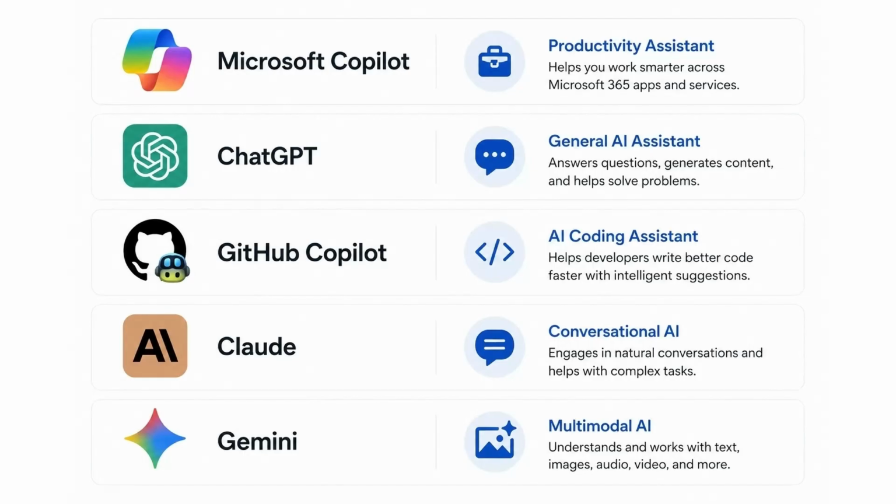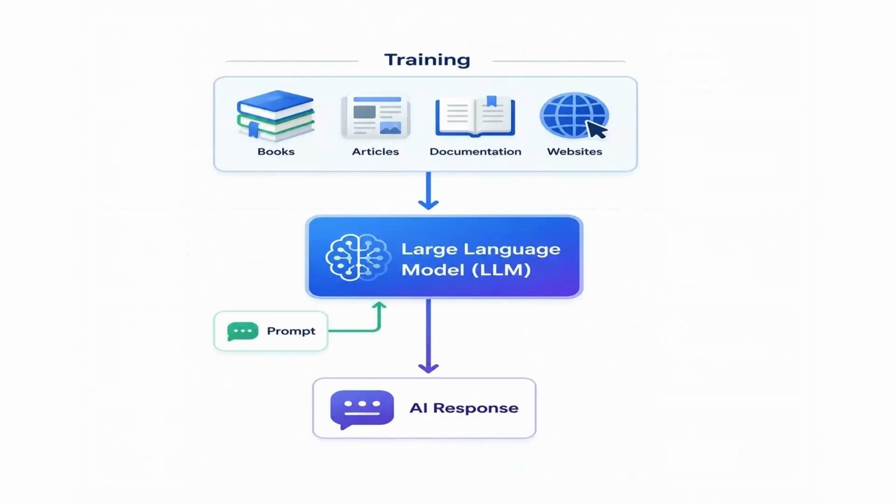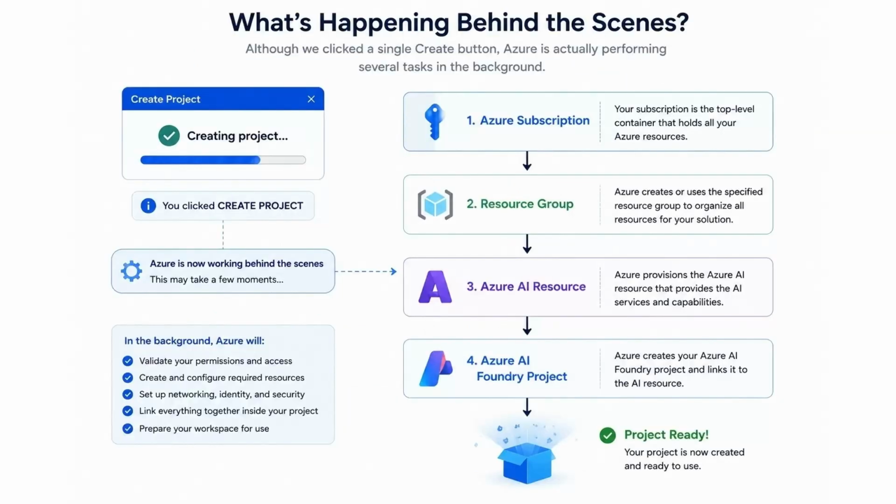Throughout this course we work with different foundation models through Azure AI Foundry, so we need to understand this hierarchy. First, the Azure subscription is the top-level container that holds all your resources. Every resource you create belongs to a subscription. Without a subscription, there's nowhere to deploy your AI service.